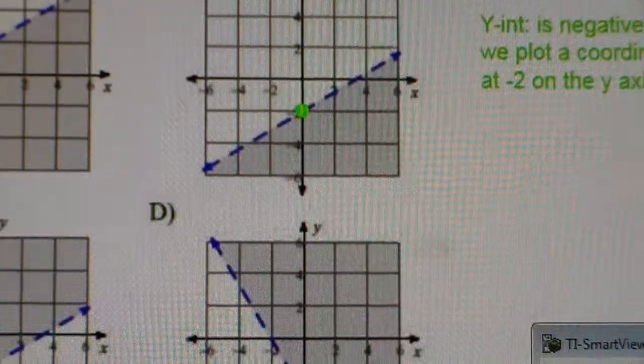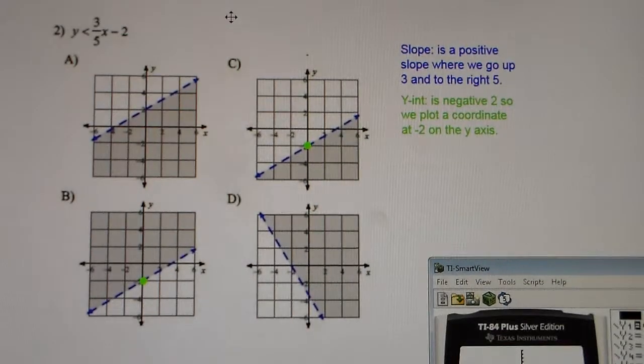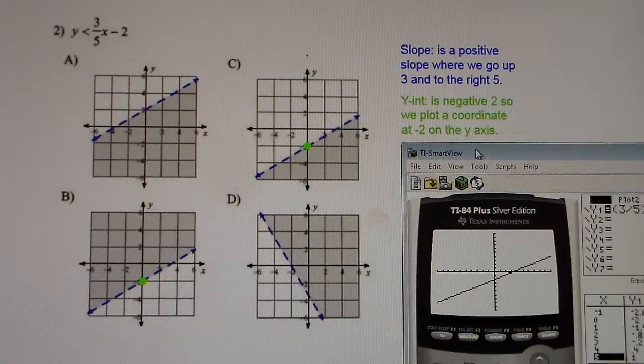So we can close that. We zoom back out. So when we compare our graphing calculator here in the bottom right hand corner, this picture kind of looks like C and it kind of looks like B. Obviously it's not going in a negative direction, and it's not looking like A because our line's not above the origin, it's below it. So we have our options of B and C.